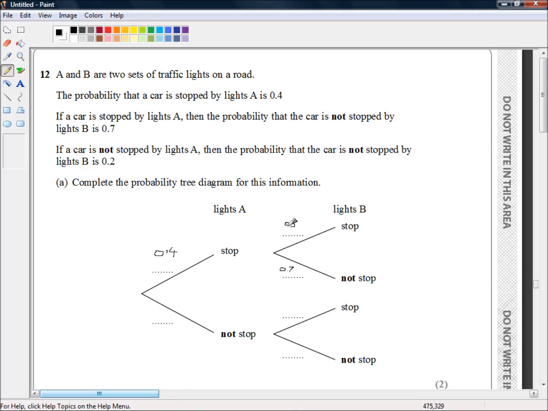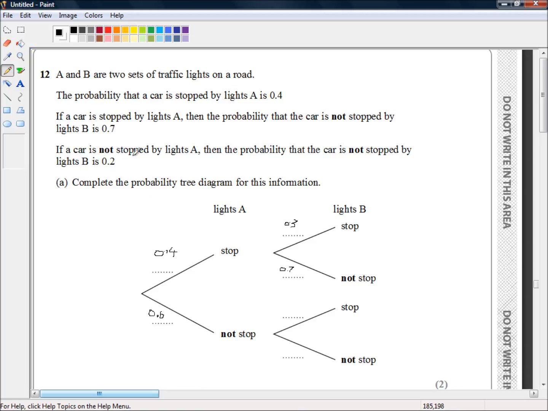And while we're at it, we might as well fill in this one. If this is 0.4, then this must be 0.6, because 6 plus 4 is 10. Again, you can use a calculator and just do 1 minus 0.4. Okay, so we've assimilated this information.